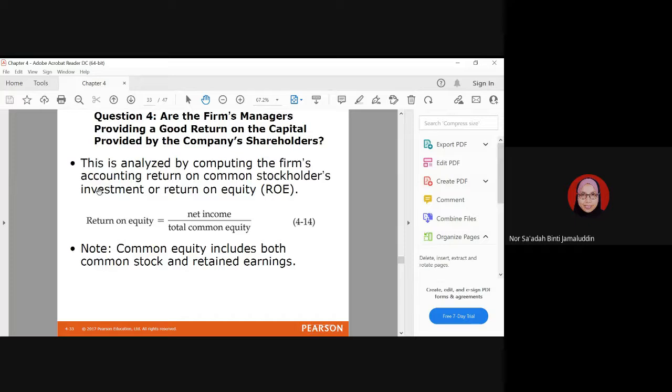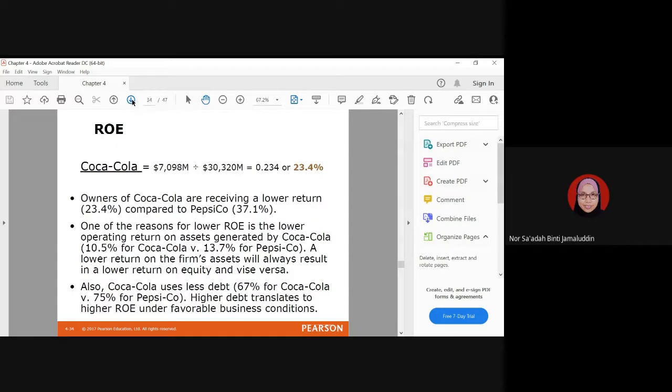Okay, this is analyzed by computing the firm's accounting return on common stockholders' investment, or return on equity. This is a formula. Net income divided by total common equity. So berkaitan dengan our dividend, our return on our investment and so on. Okay, this is a formula. Okay, boleh rujuk kepada income statement untuk awak dapatkan jawapan. So return ini sama ada rendah ataupun kurang.